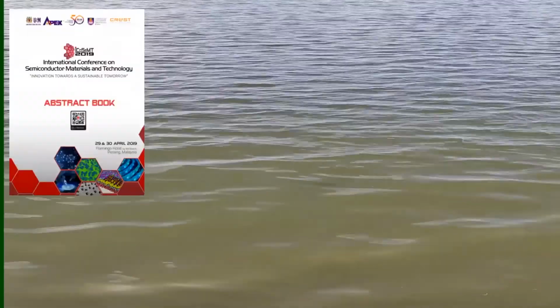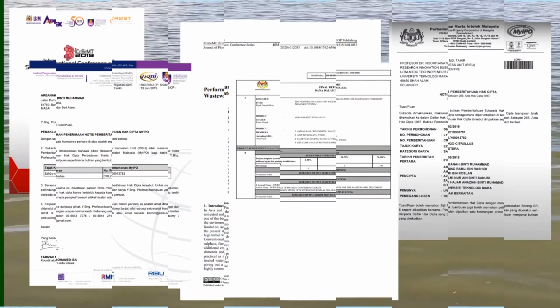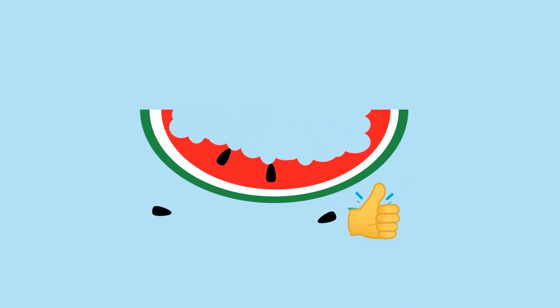This work and idea has also been published in a journal and been recognized by the following achievements. Therefore, watermelon rinds are proven to be the safest and ideal alternative in the selection of coagulants for wastewater treatments.